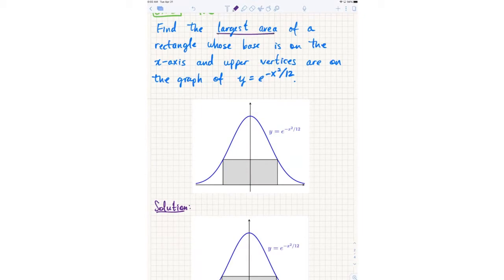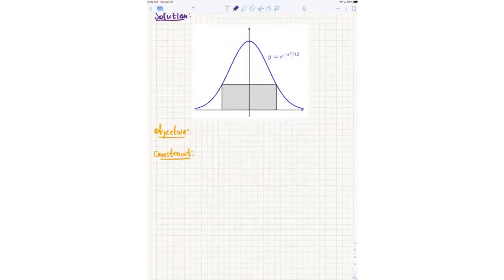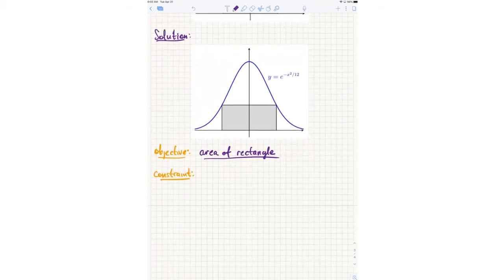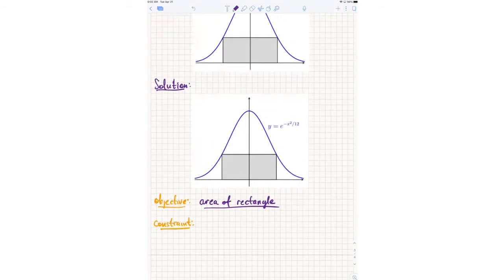So largest area. So clearly, whatever. Now, this is not the final answer yet because the objective has to be a function, right? I can't write that the objective is the area of a rectangle. Right? That's not an objective. That's just some words that describe what the objective is. But at least we have identified that whatever we're going to write down as the objective, it better be a function that represents the area of the rectangle. Okay.